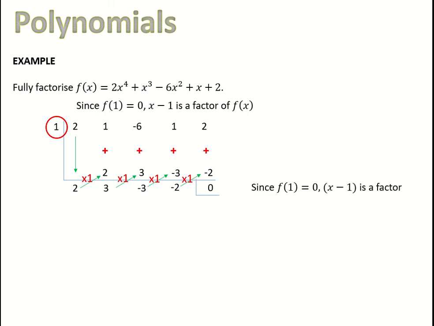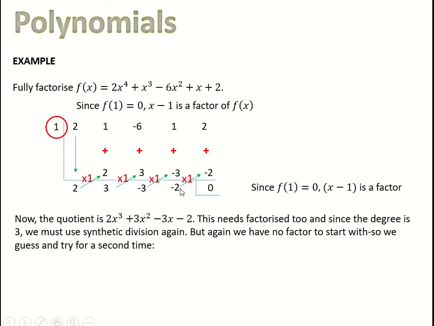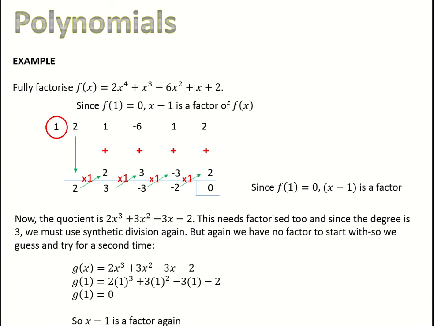Since f of 1 equals 0, x minus 1 is a factor. We already knew that, but I have to do this process to get these 4 numbers. So the quotient is 2x cubed plus 3x squared minus 3x minus 2. This needs factorized too, but the degree is 3, so we have to use synthetic division again. Again we have no factor to start with, so we guess and try a second time. 1 could be a factor of this, so x minus 1 is a factor again.